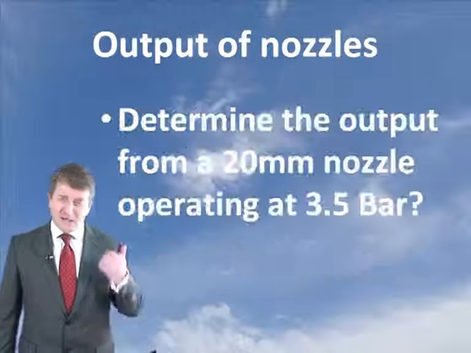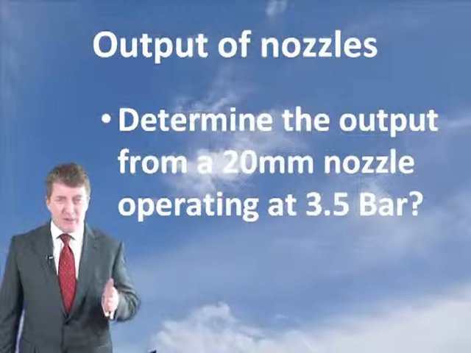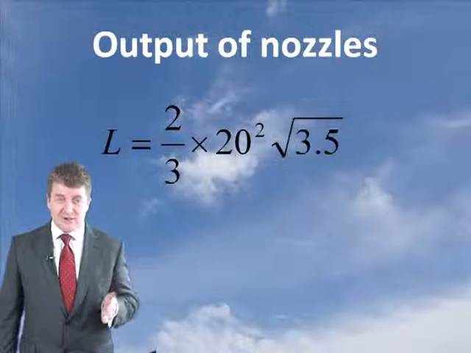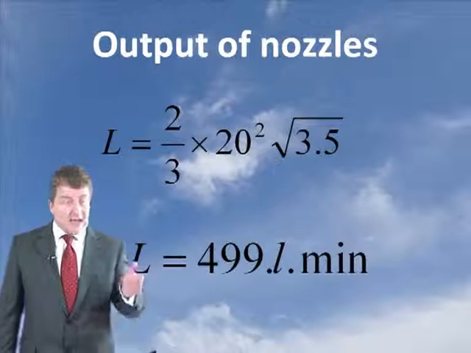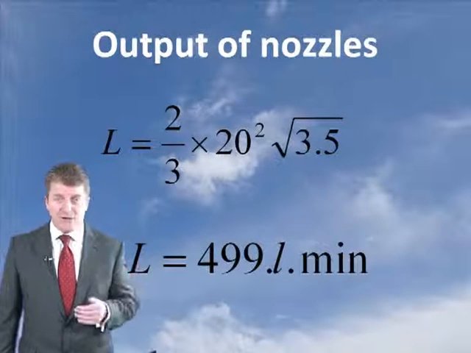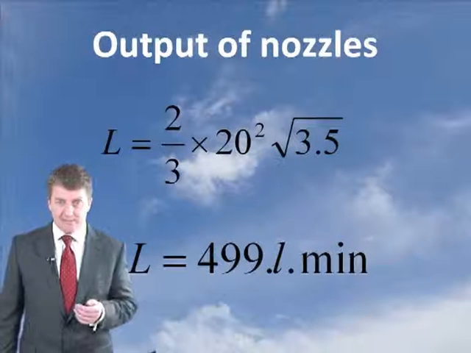Another example. Determine the output from a 20mm nozzle operating at 3.5 bar. Well, this is the formula here. You put in your known variables. It gives an output of 499 litres per minute.